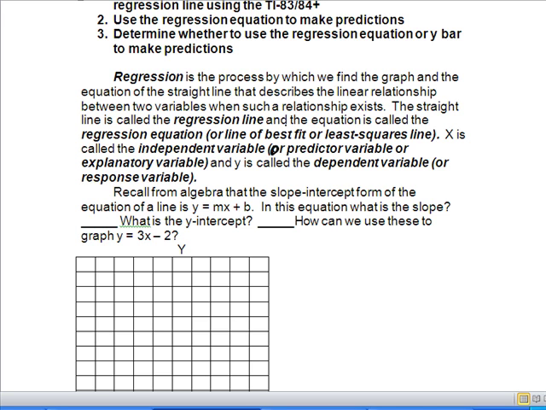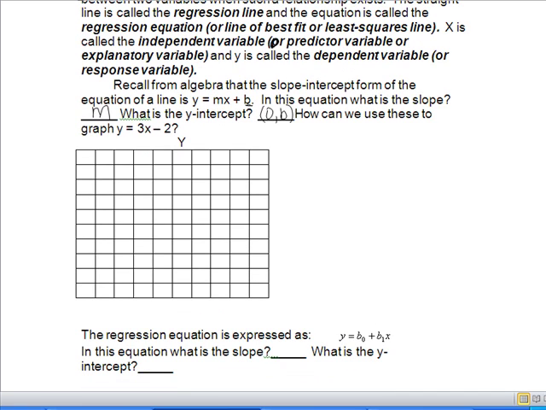So first of all, let's do a little review from algebra. Recall that in algebra, the slope-intercept form of the equation of a line is y equals mx plus b. In this equation, what would be the slope? It would be m. The number in front of the x when we have the y isolated is the slope. The y-intercept is the b, and actually the point has two coordinates. It's (0, b).